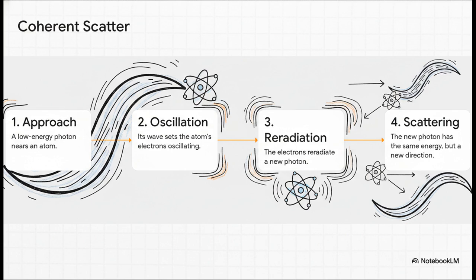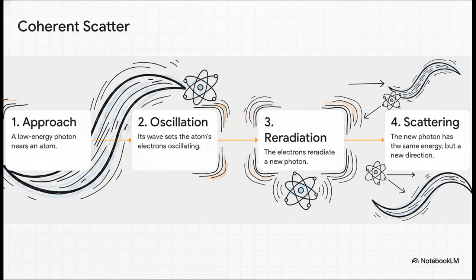Because its energy is low, its wavelength is long, so it kind of washes over the entire atom at once. This gets us to step 2. The photon's energy field causes all of the atom's electrons to start vibrating or oscillating together in perfect sync. Now this is the cool part. These synchronized vibrating electrons effectively turn into a tiny little antenna. And what do antennas do? They radiate energy. So for step 3, they immediately get rid of that extra energy they just picked up by radiating a brand new photon.